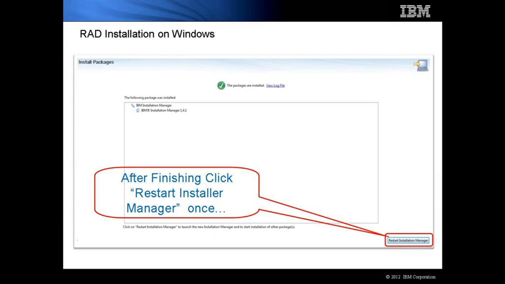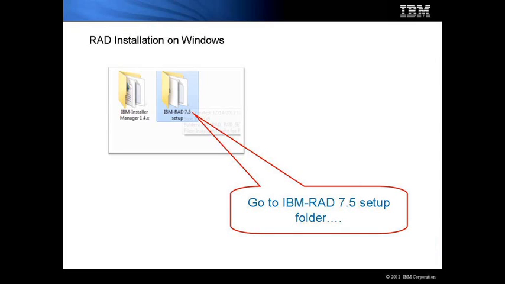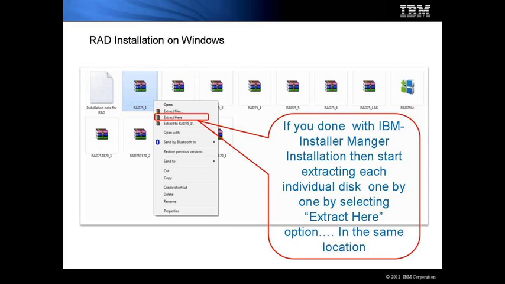To install RAD 7.5 on Windows, as I told you, there is one more folder available with the name IBM RAD 7.5 setup. So we need to open this particular folder first. Now in this folder there are a number of zip files available. To install, firstly we need to extract all the zip files, and it's better to select the option of extract here. Different options are available, but it is better to select extract here. Right click on the zip file and then extract here.